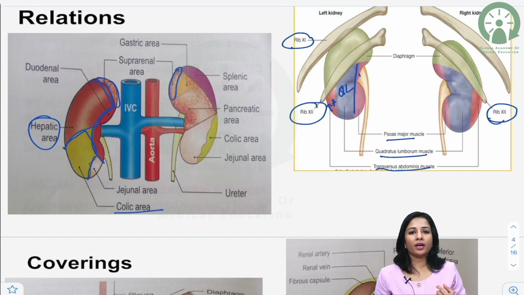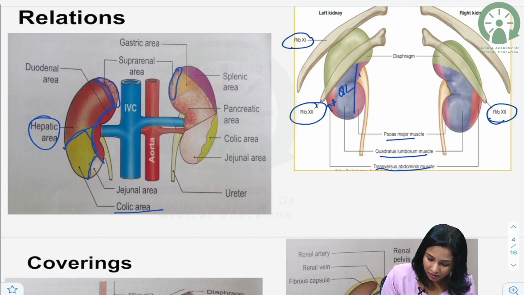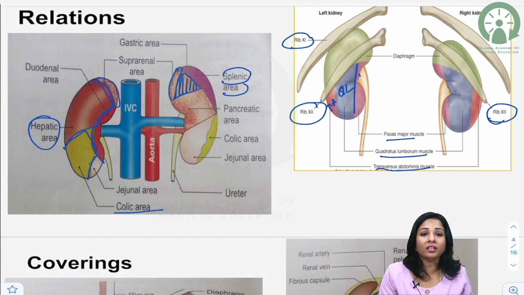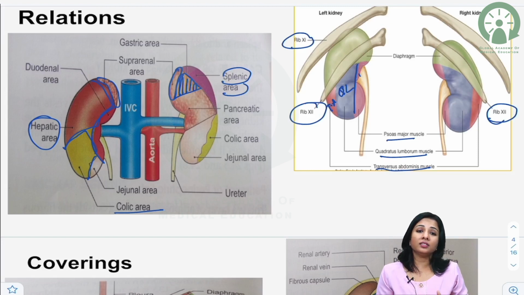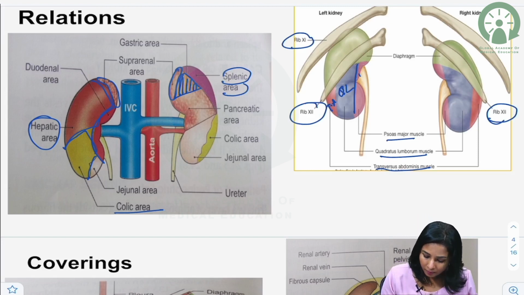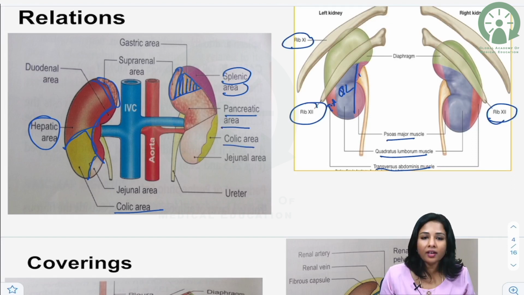Let's see the anterior relations of the left kidney as well. So on the left side we have stomach, spleen, pancreas. All these are related. So it is related to the splenic area. Then this little triangular area is the gastric area, which is related directly to the stomach and separated from the stomach by the lesser sac. And for the body of pancreas, the pancreatic area; the colic area is related to the splenic flexure of colon here. Then the jejunal area, coils of small intestine. So these are the anterior relations of the left kidney.